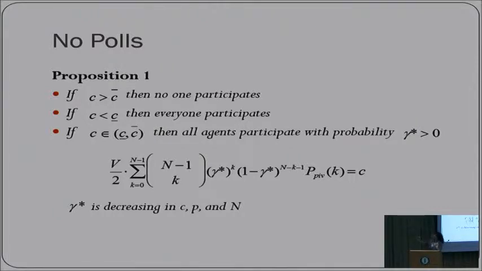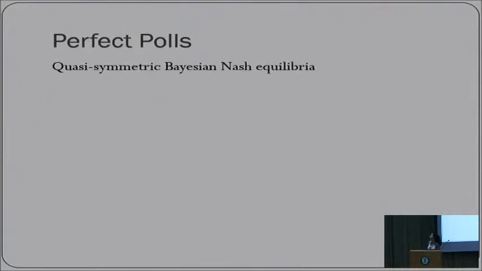Okay? And this just gives you this equation. So this is just a fancy way to capture the probability that you're pivotal. This is the value that you get when you're pivotal and you're voting, and this is the cost. And this probability satisfies kind of reasonable comparative statics. So it's going to be decreasing in the cost of voting. It's going to be decreasing in the correlation of preferences because it's sort of a free riding situation. And the more people there are, the less likely you are to be pivotal, and you're going to vote less.